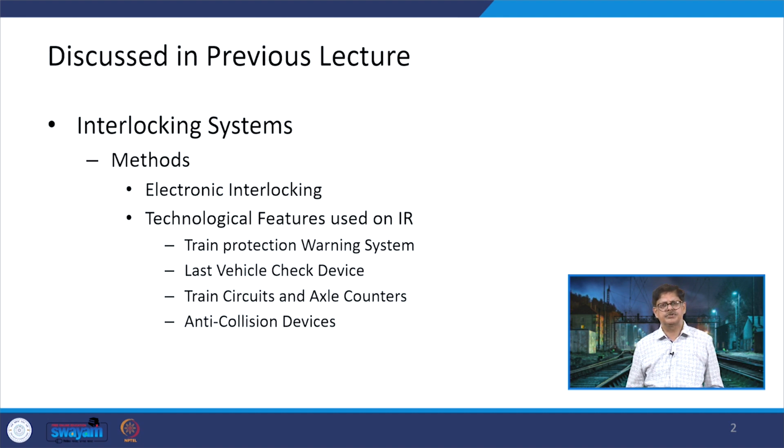And then 4 technological features which have been adopted and implemented on Indian Railways were discussed, which were train protection warning system, the last vehicle check device, the train circuits and the axle counters which are part of the train detection, and the anti-collision devices.